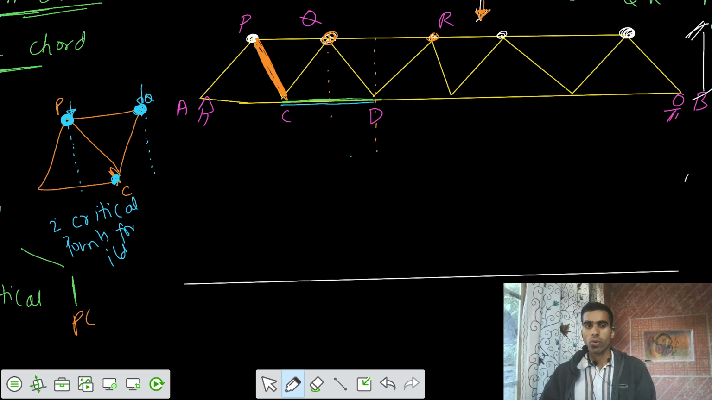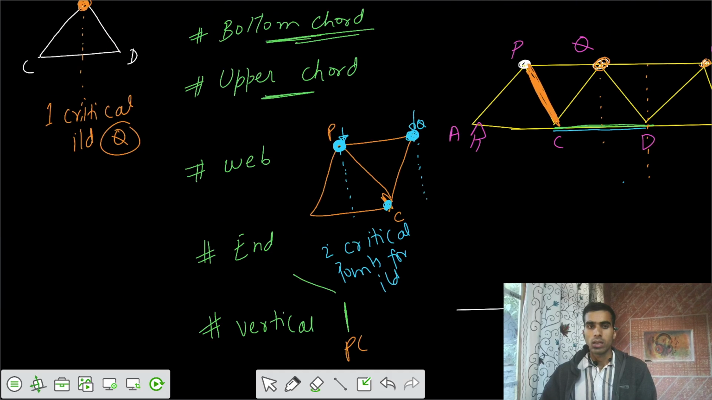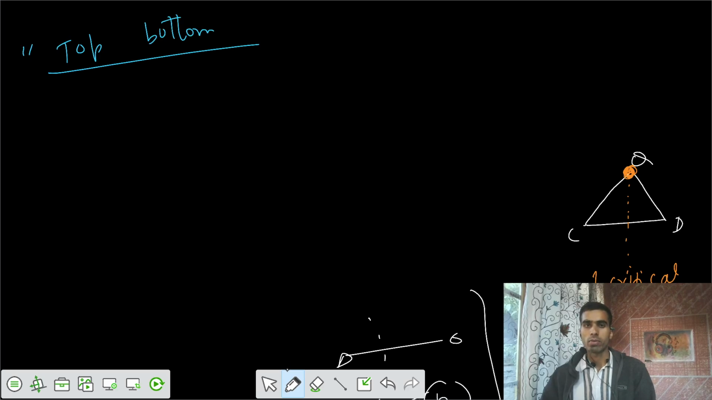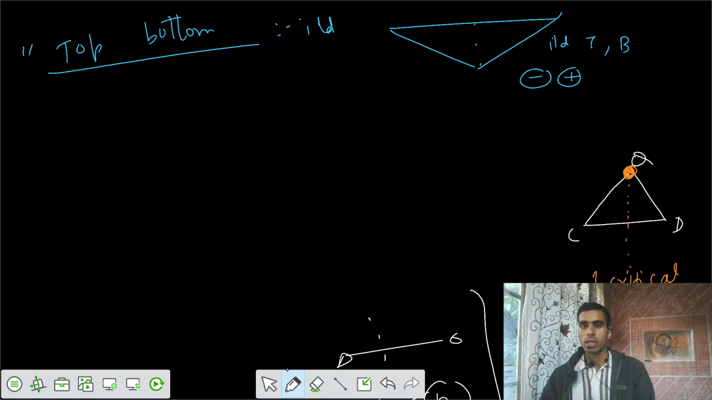Now, how can you draw the ILD? Let's write it again. That's the general rule, the shortcut rules. For the top and bottom chord members, we have the ILD diagram as that of a BMD, the ILD for bending moment at any section. So this is the ILD for top or bottom chord members. Then we see whether it is positive or negative, and the ordinate is AB by LH.